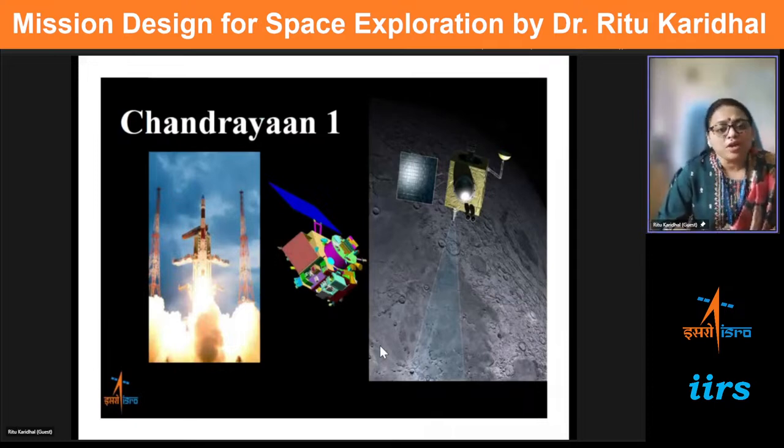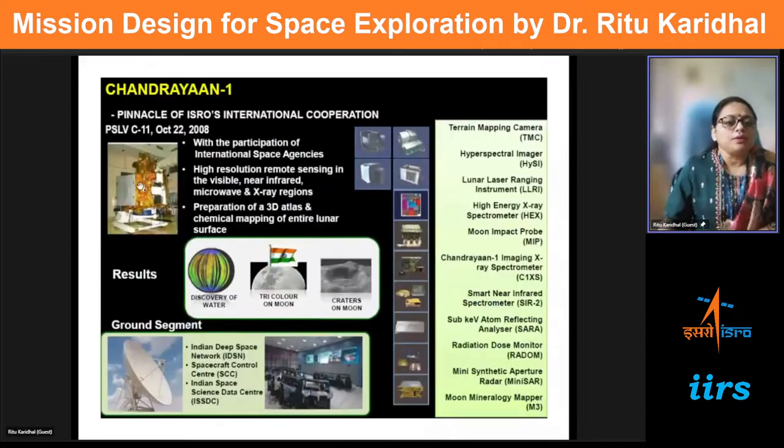It was a very successful mission, and as I told, we can see some of the important achievements of Chandrayaan 1. You can see it was the discovery of water. You people all must be knowing that for the first time, the payload on Chandrayaan 1 was able to detect the presence of water ice on the south pole of the moon.